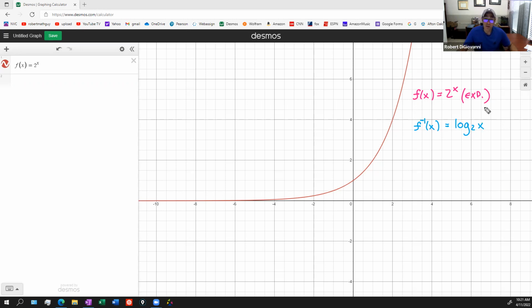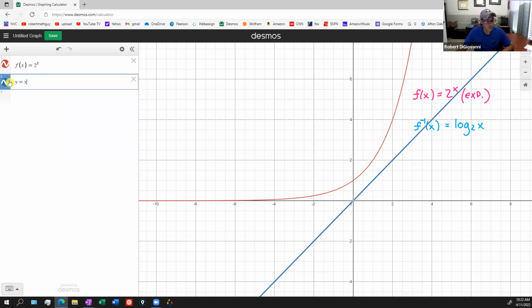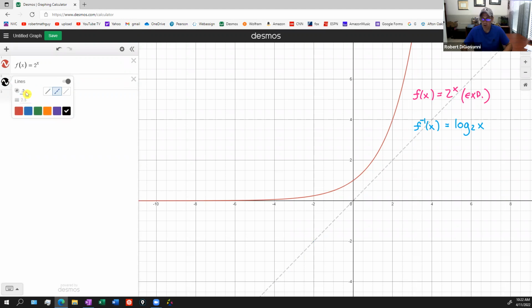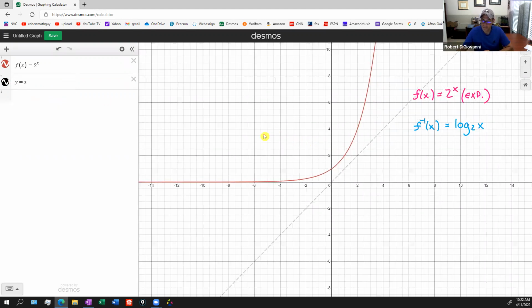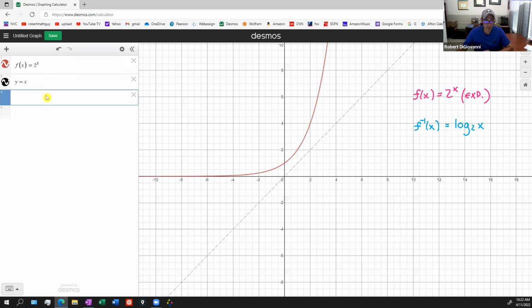And we know also that when we graph it, it should be a reflection over the identity, right? When we talked about inverses, we said they have to be reflections over that diagonal line, right? So y'all ready to see it? Let's graph the log base 2 of x.